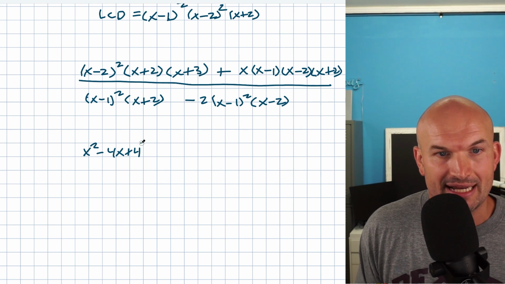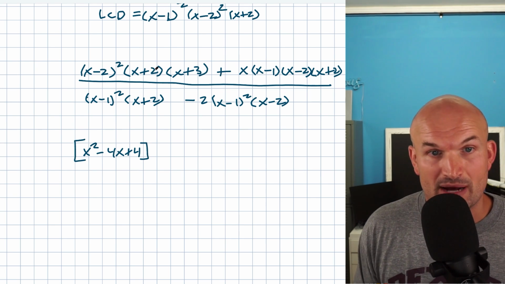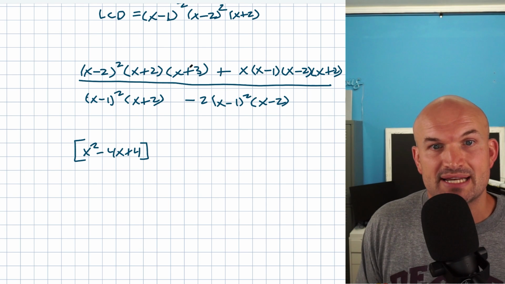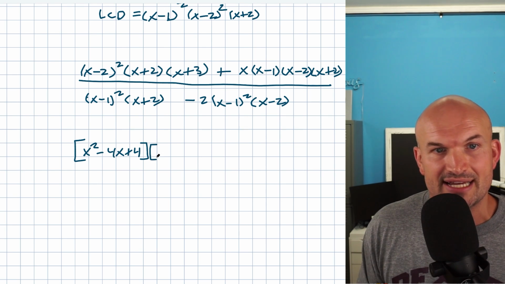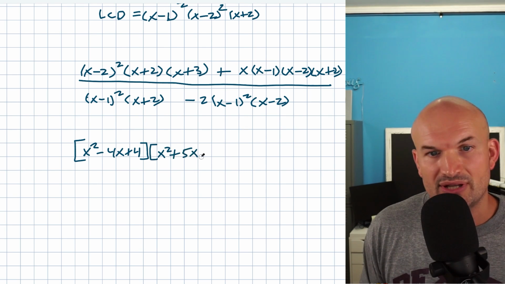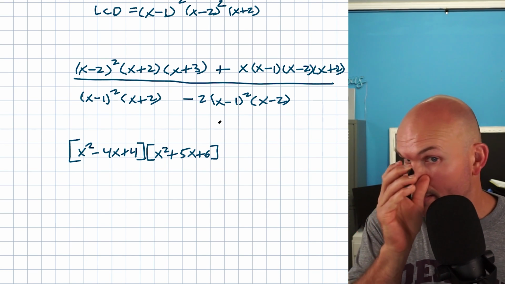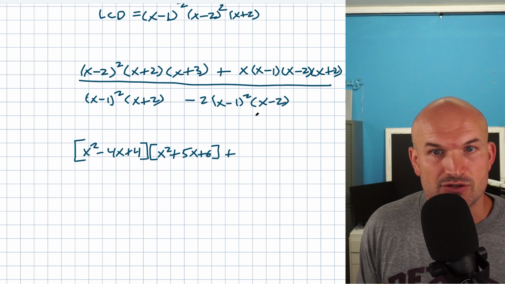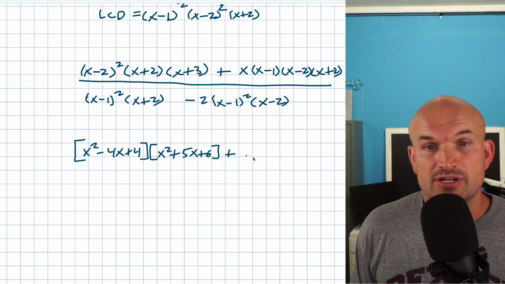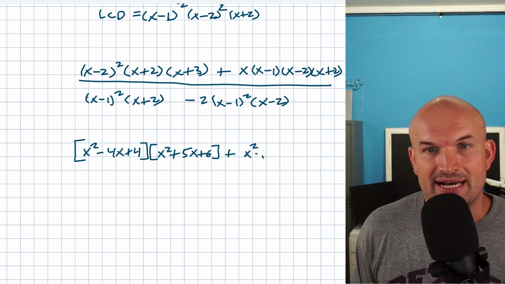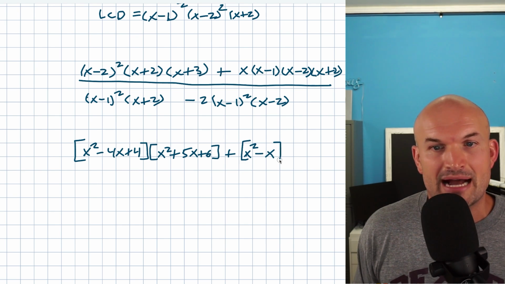Okay, so I'm going to put that in brackets, because that's going to be multiplied by the product of x plus 2 times x plus 3, which is going to be, in this case, x squared plus 5x plus 6. And again, you could do FOIL, but I'm just doing it in my head to simplify the process. And then over here, I'm going to have x squared minus x, so I'm just going to multiply my first two terms, which gives me x squared minus x, and I'll put that in brackets, again, just to remind me I'm multiplying those.